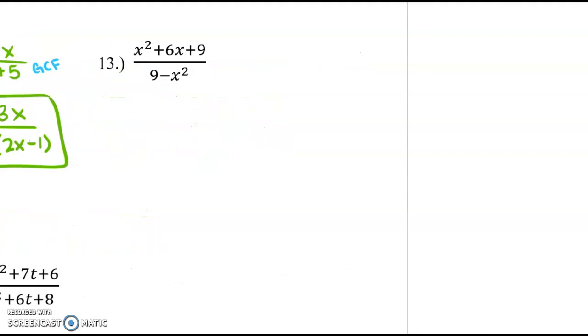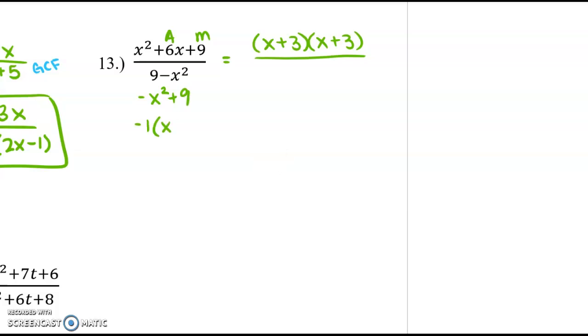Looking at 13, I've got another add multiply. So that's going to be x plus 3. And then the bottom is not in standard form, so I'm going to rewrite it in standard form. If I rewrite it in standard form, it's negative x squared plus 9. Pull out a negative 1, gives me x squared minus 9, which means I have a negative 1, and this is a difference of two squares. So that's x plus 3 and x minus 3.